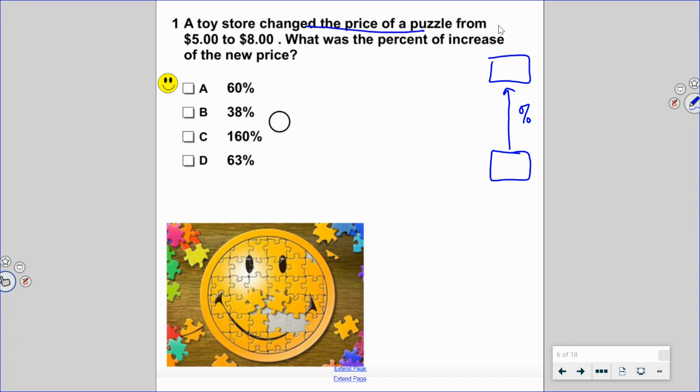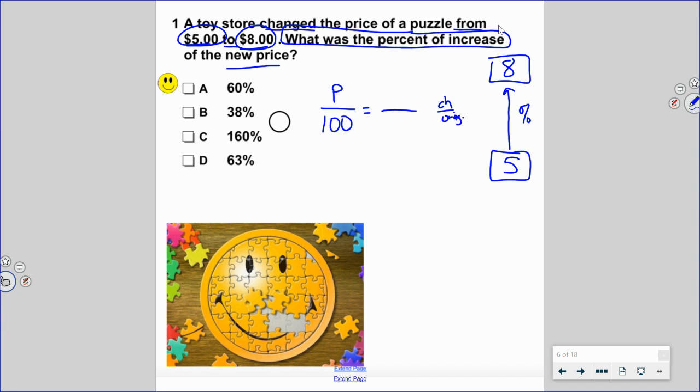Now I go back and I mark it up. What was the percent of increase of the new price? So as soon as I see that, I'm thinking, all right, I'll use P. Some of you use I, some of you use X, but the point is we don't know what that percent is. That's our missing piece. Now, the price changed from $5 to $8. So if I write that right here, immediately I think, what's the original amount? Yeah, you guys are thinking change versus original. $5 is the original. How much does it change?